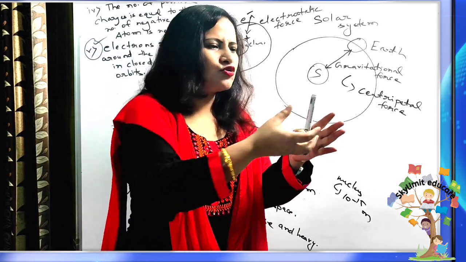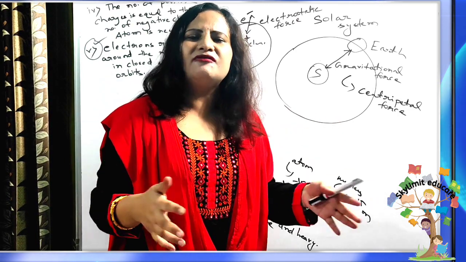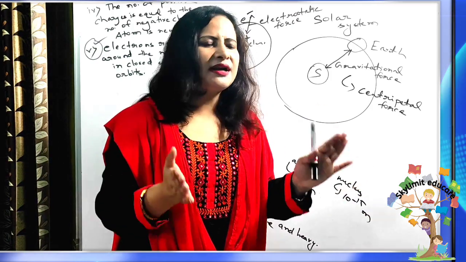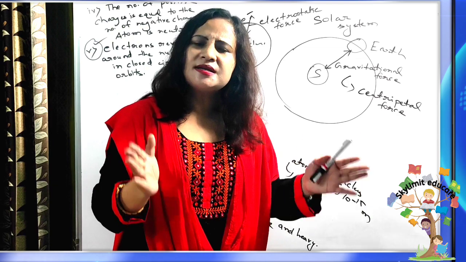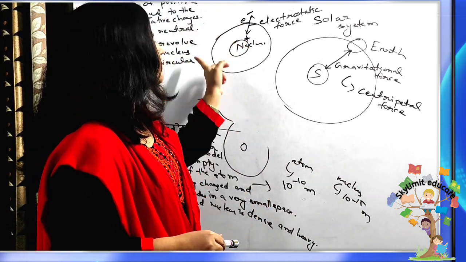So definitely, the electron will be pulled towards the nucleus, and ultimately there will be no atom. The atom will be destroyed, right? But this is not the case. We know that the atom is stable. Yes or no? So from this he concluded that electrons must be revolving around the nucleus.